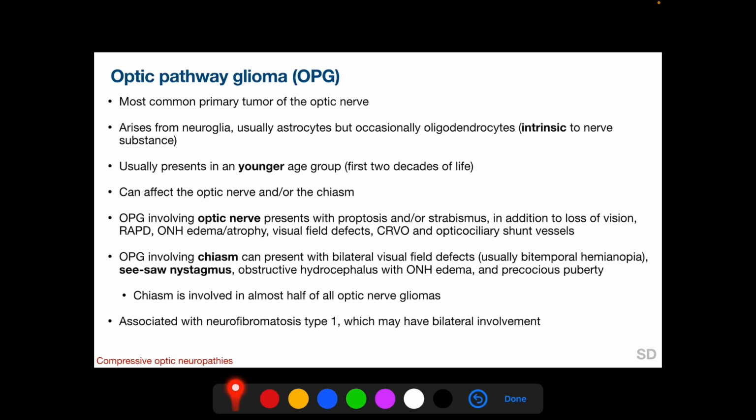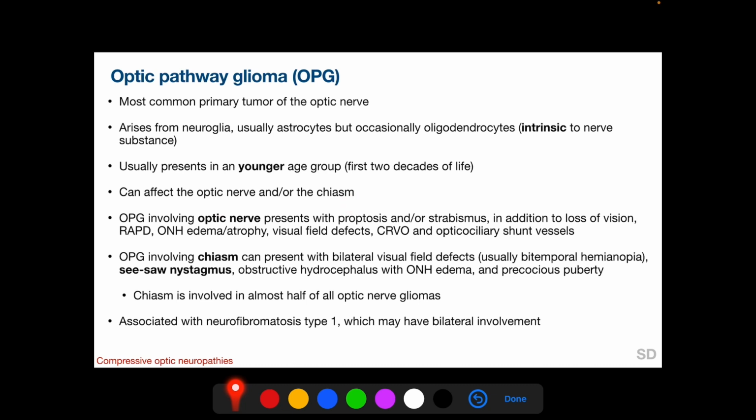Optic pathway gliomas or OPGs are the most common primary tumor of the optic nerve. They arise from neuroglia, usually astrocytes, but also occasionally oligodendrocytes, and neuroglia reside within the nerve substance. So OPGs are intrinsic to the nerve substance, in contrast to meningiomas, which are extrinsic to the nerve substance. OPG usually presents in a younger age group, the first 2 decades of life, in contrast to meningiomas, which present in middle age. OPGs can affect the optic nerve or the chiasm or both.